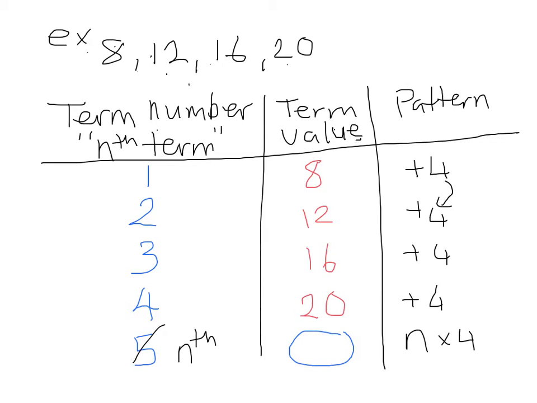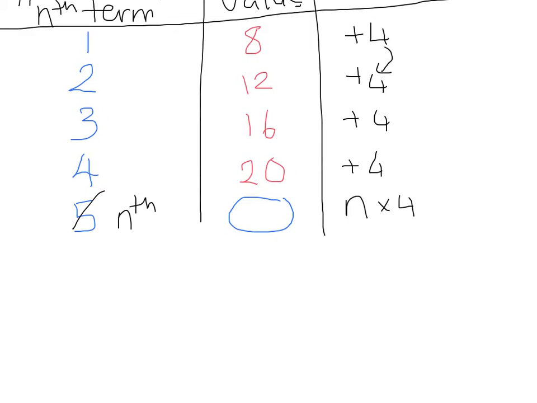So I say, okay, let me try this now. Let's see if this actually works. So I'm just going to move my paper over a little bit. When the value of n is 1, do I end up with 8 if I follow this rule right here? So let's try it. It's always worth a try. When my value of n is 1 times 4, do I end up with 8? No, I end up with 4.